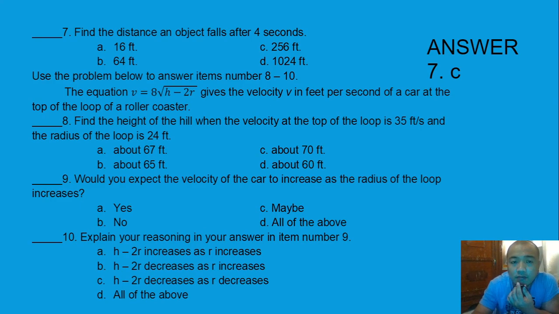Next, for 8, 9, 10, let us use the equation v equals 8 square root of h minus 2r. Use the velocity v in feet per second of the car at the top of the loop of a roller coaster. For number 8, the answer is 67. Just substitute the given values into the equation. For number 9, would you expect the velocity of the car to increase as the radius of the loop increases? The answer is no. Explain your reasoning in item number 9: because h minus 2r decreases as r increases.